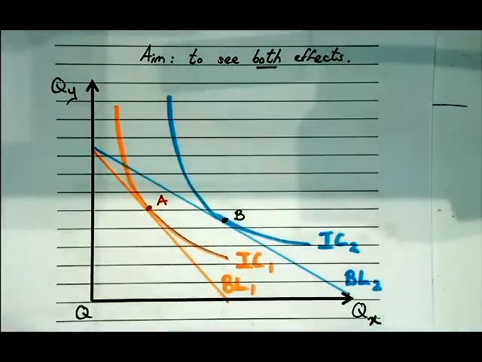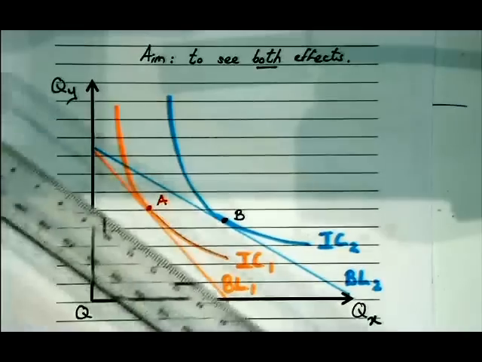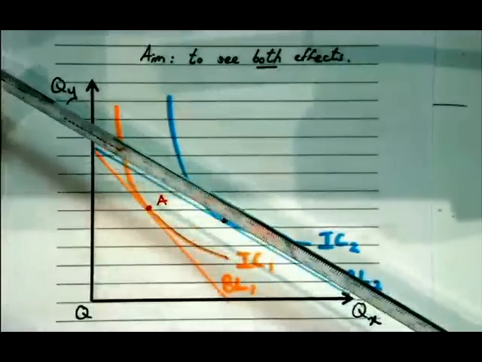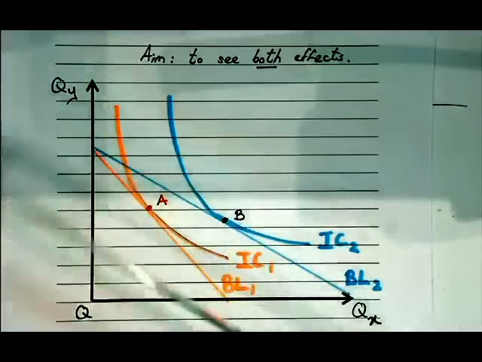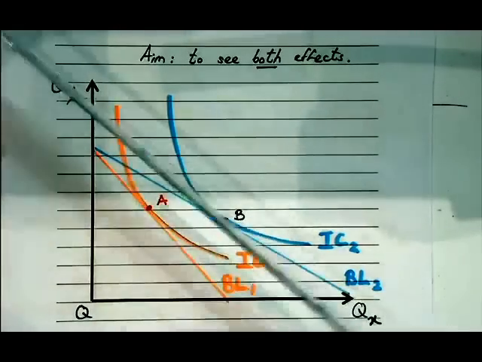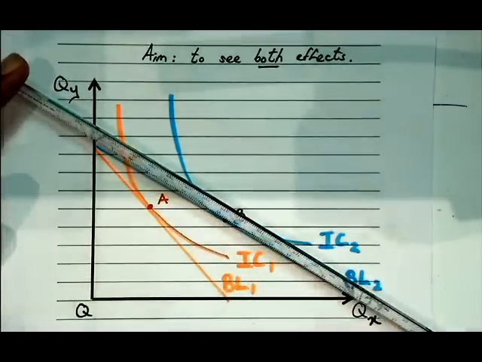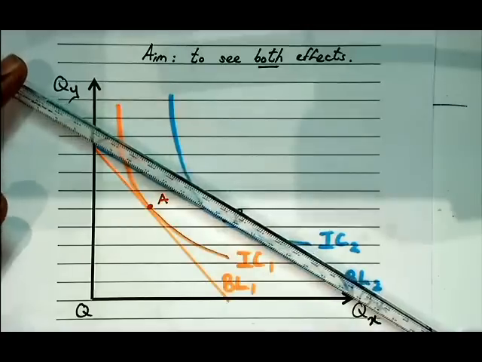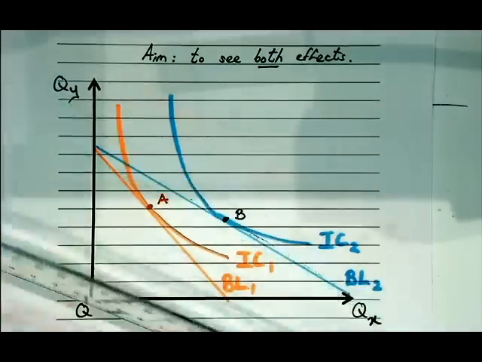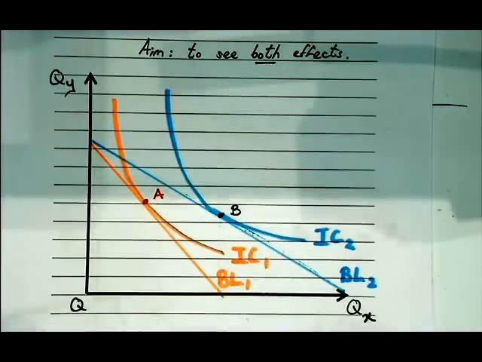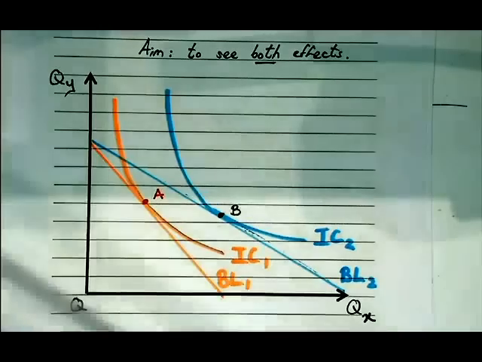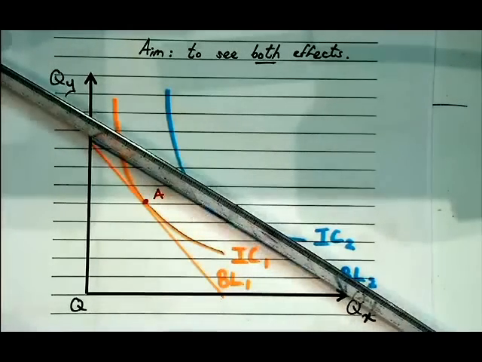Does anyone know the rule? What's the rule? To break it up, we need to do something fancy. You take the new budget back to the old indifference curve. So if you could remember that, take the new budget back to the old indifference curve. So you literally put your ruler there.